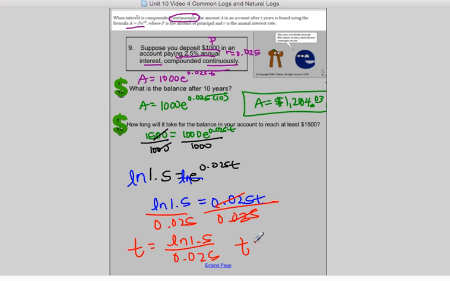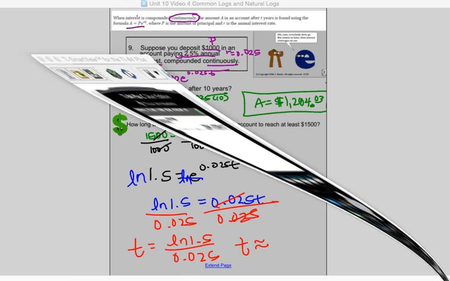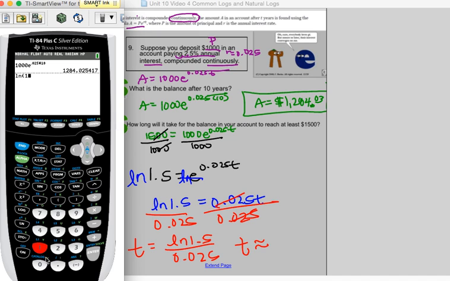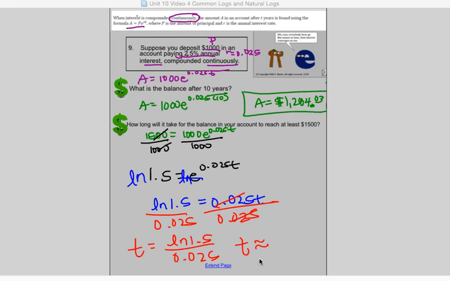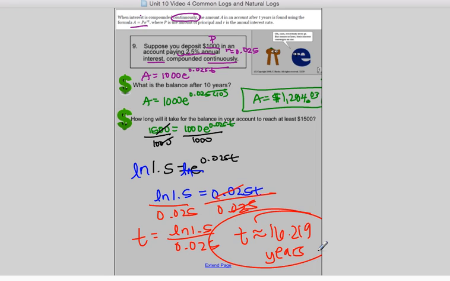So let's talk about how to type this in. Natural log 1.5. Then make sure you hit the parenthesis to close it off. Then you would hit divide by 0.025 and hit enter. And it's going to take 16.21. Let's just round this to 3 decimal places. The 6 would tell me to round this up to 9, so 16.219. And my time is in years, I think. Yep, years. So there's my answer for example 9B.